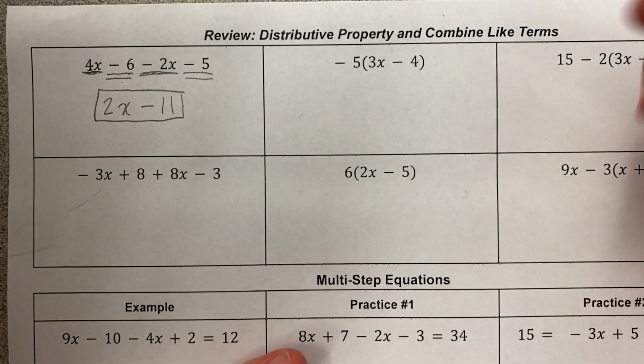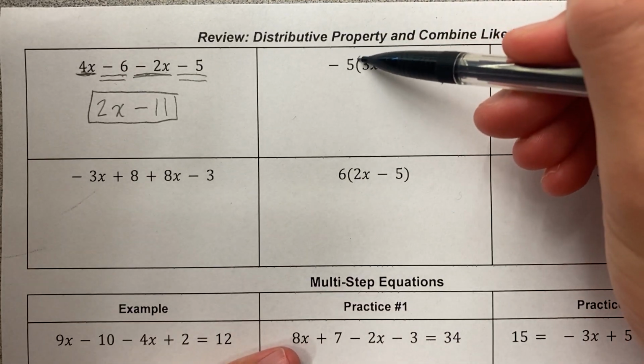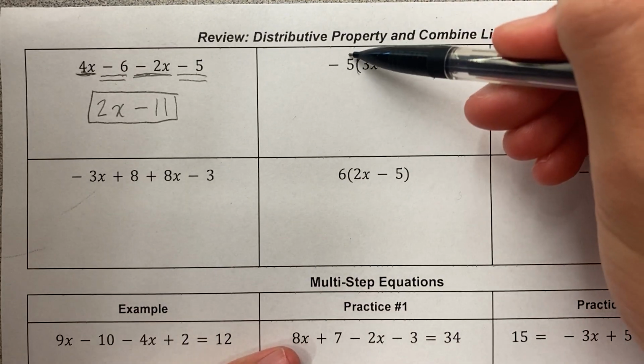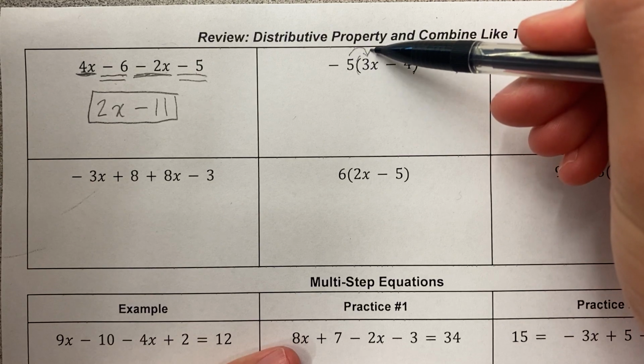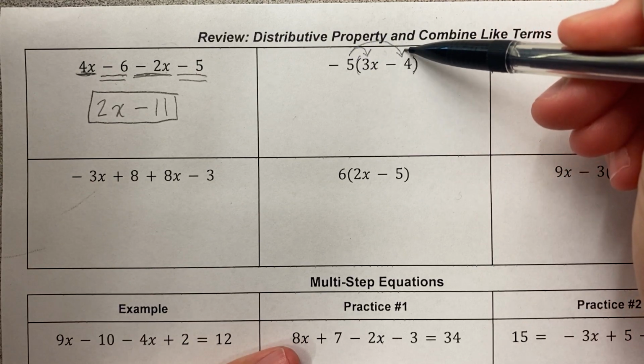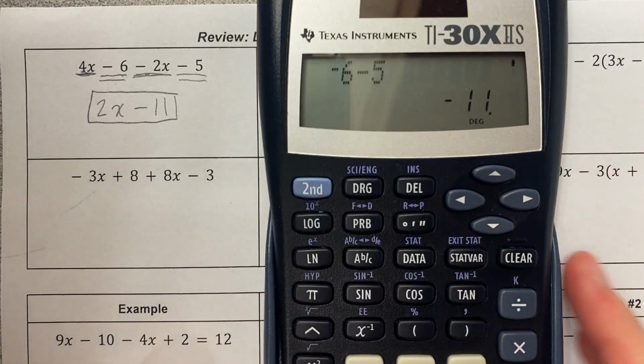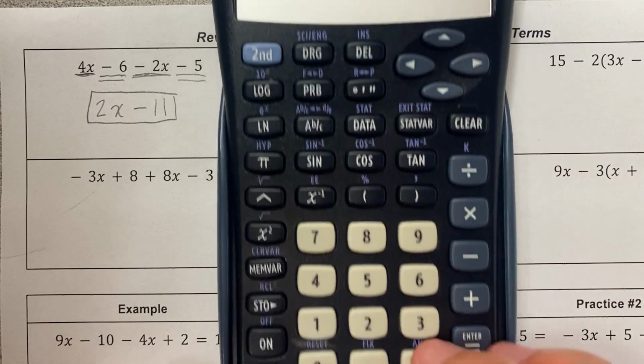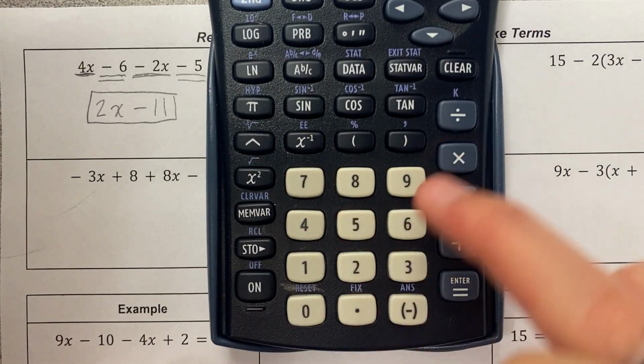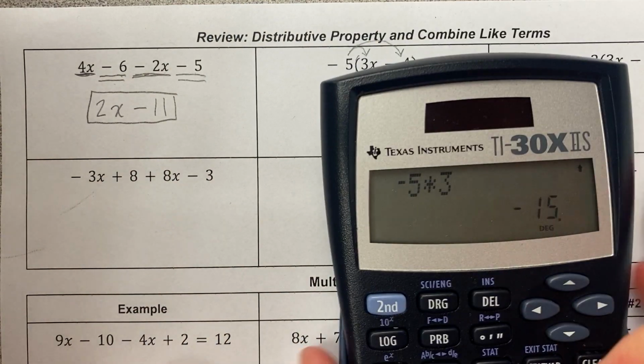All right. Next one, when I see parentheses, that means multiplication. That means I'm multiplying negative 5 times 3x and negative 5 times negative 4. Once again, you can use the calculator if you need to. Look, this is negative 5 times 3. That would get me negative 15.